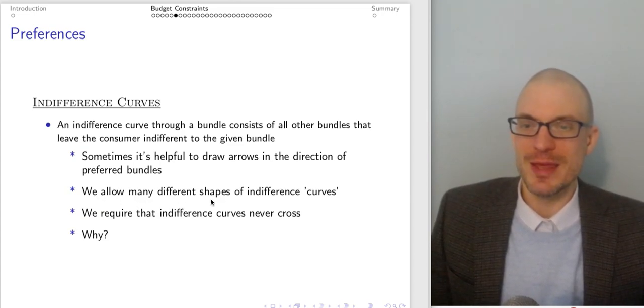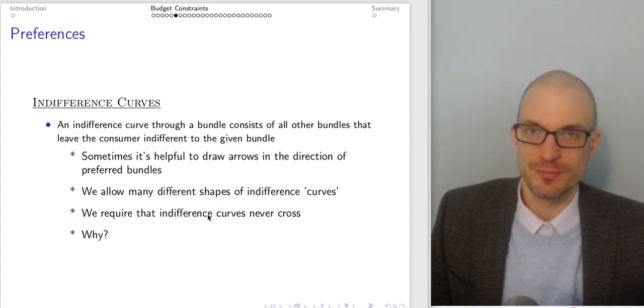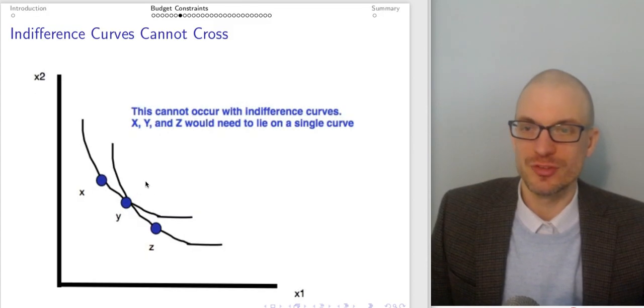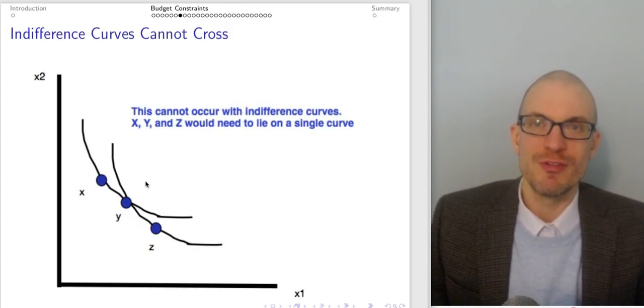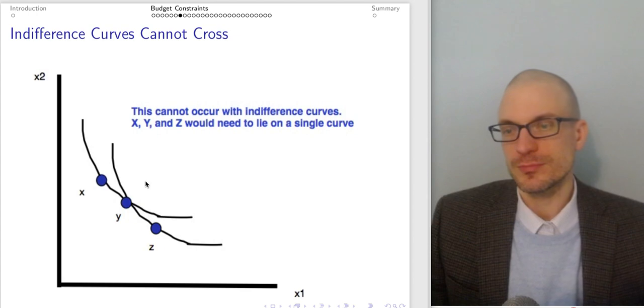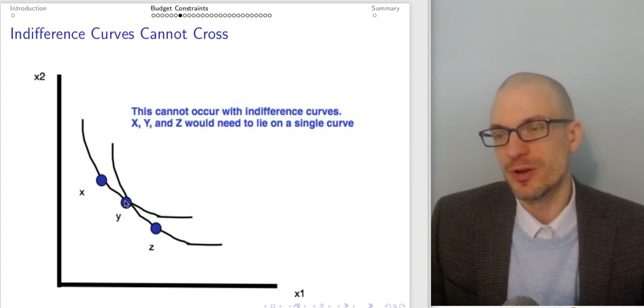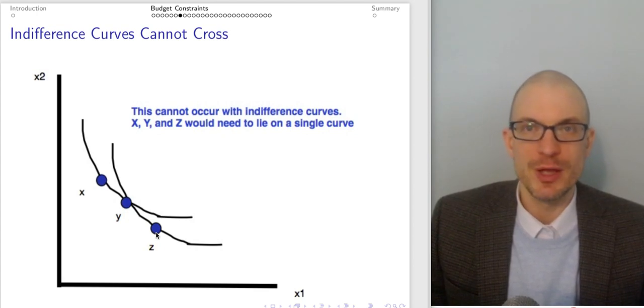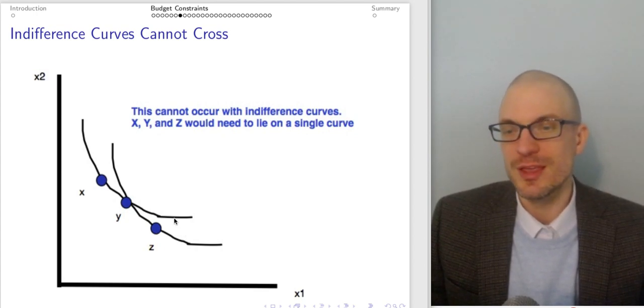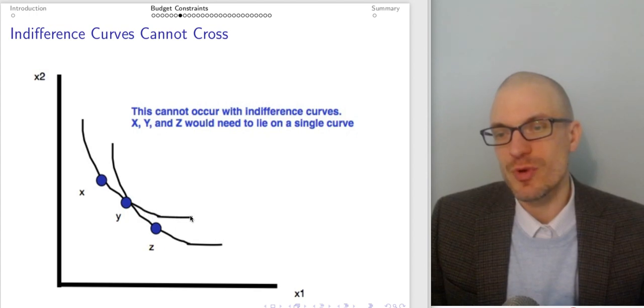We're going to allow many different shapes of indifference curves, but we require they don't cross. So they can be straight lines, they can be convex, but they cannot cross. Why? If they cross, we have a violation of transitivity. So what this would be saying is, I like bundle X as well as I like bundle Y. I like bundle Y as well as I like bundle Z, so I must like bundle X the same as bundle Z.